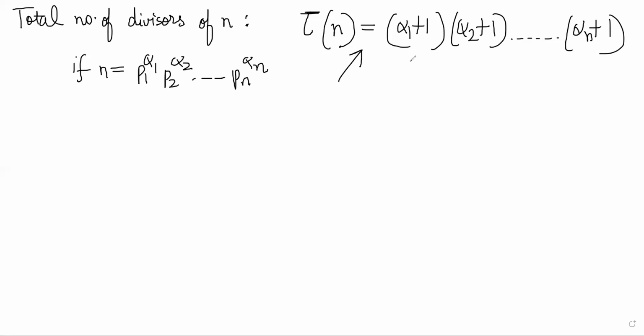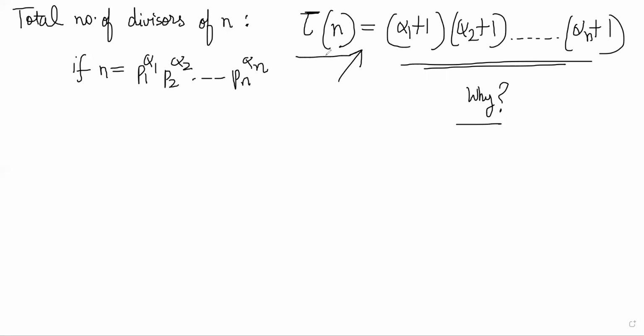Why is this the number of divisors? For p1, I can choose the power to be 0, 1, 2, 3, up to alpha 1. So there are alpha 1 plus 1 choices for the p1 prime, and similarly there are alpha 2 plus 1 choices for the p2 prime, right? Correct, no?